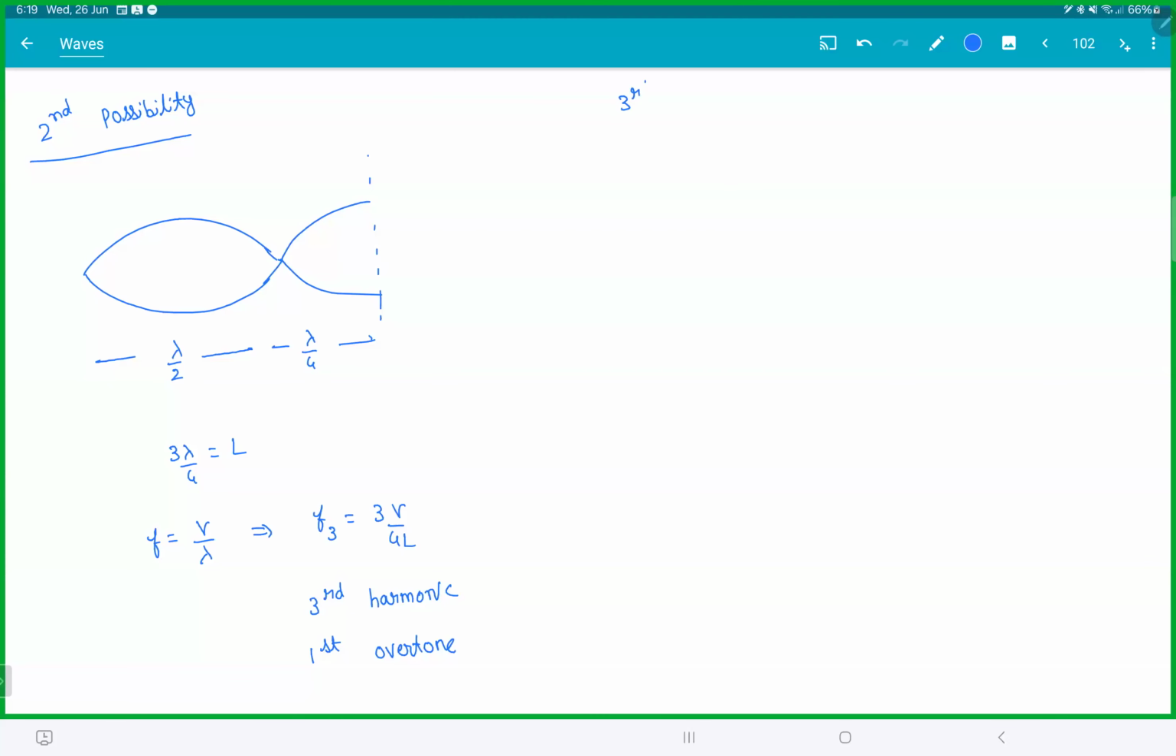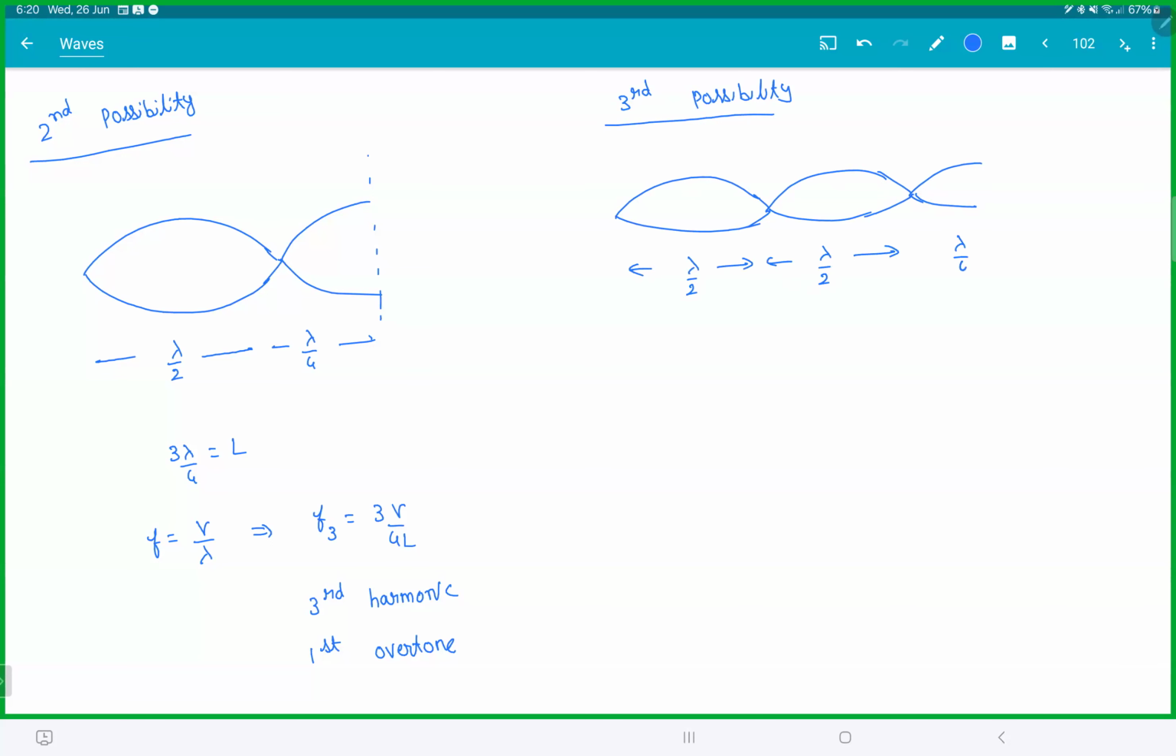If you look at the third possibility, we have a loop, and we have a half loop. Same story, lambda by 2, lambda by 2, and lambda by 4. So we get 5 lambda by 4 is equal to L. So lambda is 4L by 5. So when you take frequency, you'll get F5 will be 5V by 4L. Basically 5 times F1. This is your fifth harmonic and second overtone.